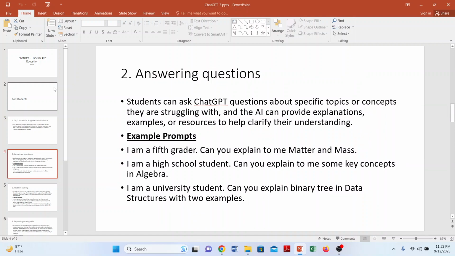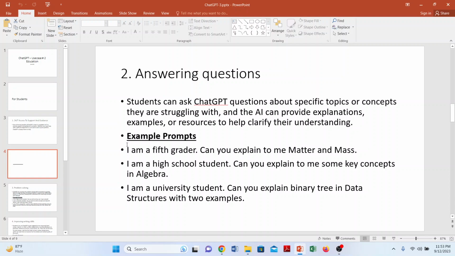For example, the first thing you can take help with is answering different questions. If you are struggling with some concepts that you don't know and you want ChatGPT to answer and explain those concepts, you can take help from ChatGPT. If you are a fifth grader and you want to ask ChatGPT about matter and mass, you can have a simple prompt. If you are a high school student and you are struggling in algebra, you can ask help from ChatGPT. And if you are a university student struggling in a topic like binary tree in data structure, you can ask it to answer the question along with some examples.